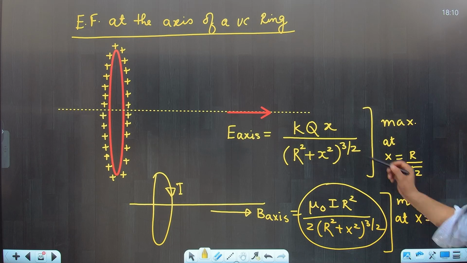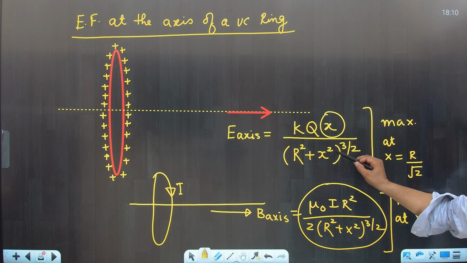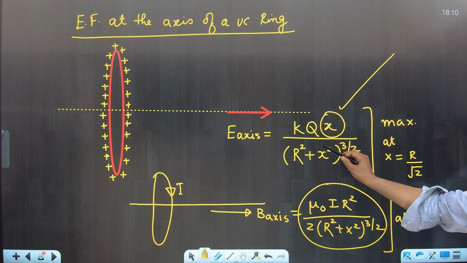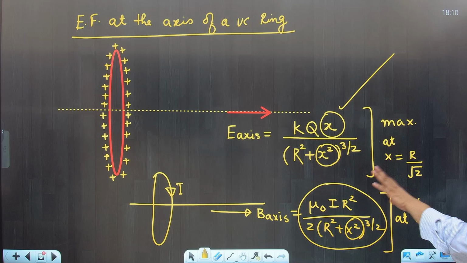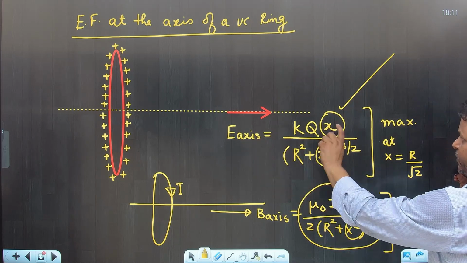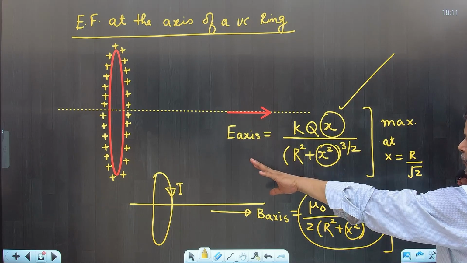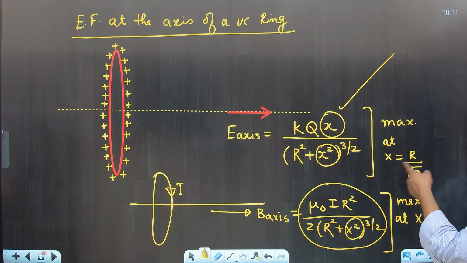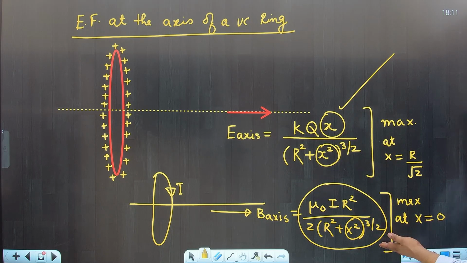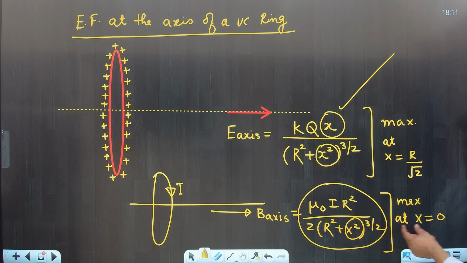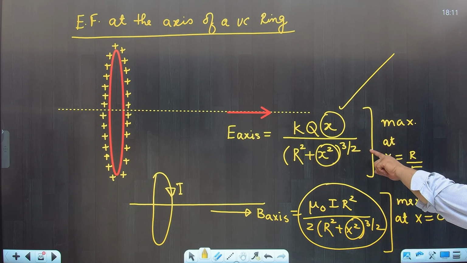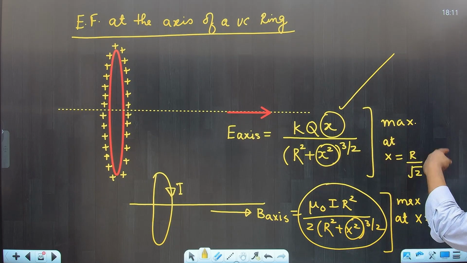You can notice here that there is x in the denominator as well as in the numerator, but for the magnetic field there is x only in the denominator. So to get the maximum value of the electric field, you have to differentiate this function and set it to 0. Then you will get that it is maximum at x equal to r by root 2. But for this function to be maximum, you do not need to differentiate. You can say easily that B is maximum when x is minimum, and x square is minimum at 0. So its maximum value is at 0, at the center of the ring, and in this case the maximum value is at x equal to r by root 2.